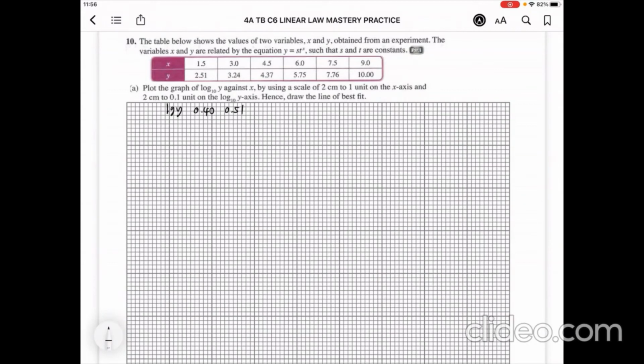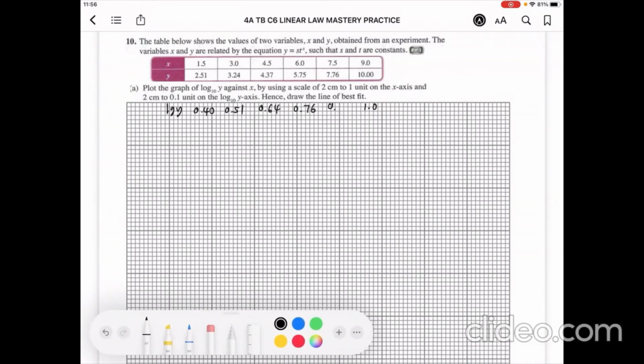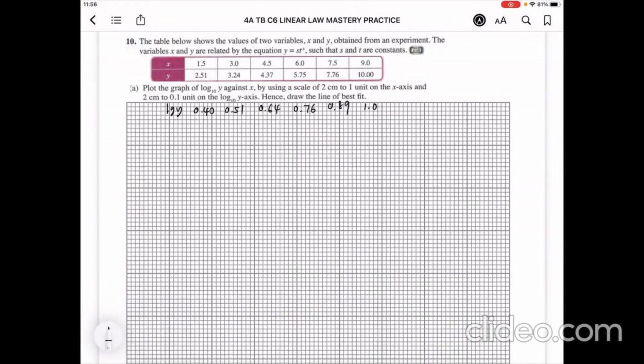Log 4.37, you get 0.64. Next one, 0.76, 0.89, and lastly 1.0. Yeah, you can write 1.00 if you want. Okay, so this is 0.89. Let me write nicely. Yeah, 0.89. Okay, we're supposed to plot log y versus x.